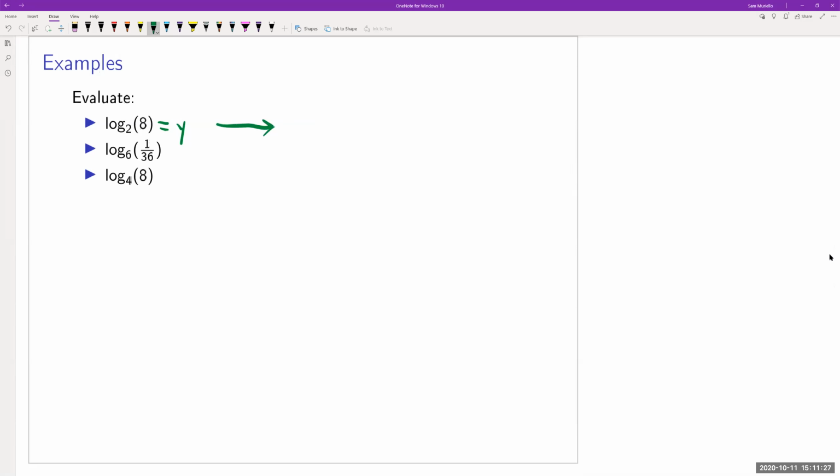Here, if I say y is equal to log base 2 of 8, then I can rewrite this as 2 to the power of y is equal to 8. This means that 2 to the power of 3 is equal to 8, as 2 times 2 is 4, times 2 again is 8, meaning that log base 2 of 8 is equal to 3.